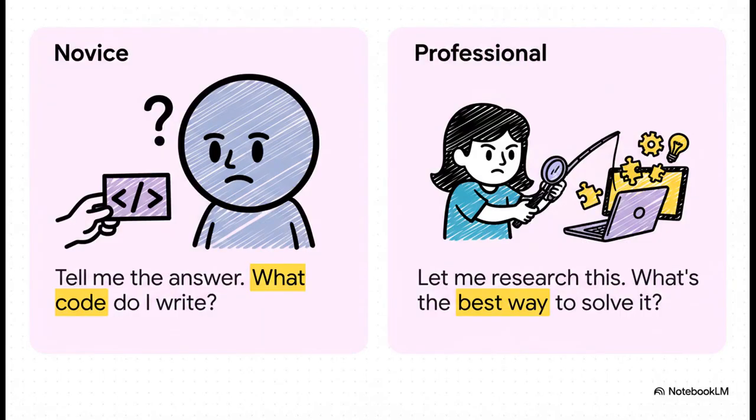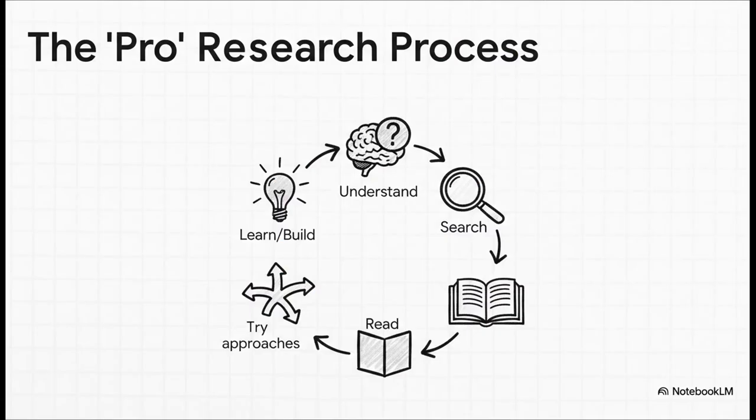And this, right here, shows the two different ways to approach a problem. You've got the novice, who just asks, tell me what code to write, give me the answer. Then you have the pro, who thinks, okay, let me research this. What's the best way to solve it? It's that classic give a man a fish scenario. The pro doesn't want the fish, they want to learn how to fish so they can solve the next problem all by themselves.